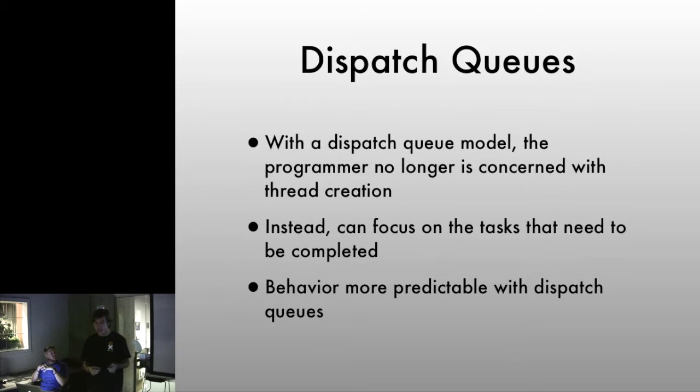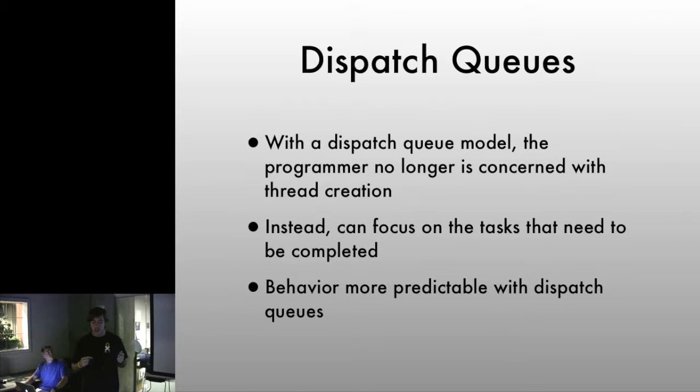Okay, so just highlighting some of the benefits of dispatch queues: you're no longer concerned about making threads and starting threads. You can really focus on what tasks need to be done. And one other nice thing is that behavior is somewhat more predictable with these queues because they have very well-defined behavior. So that way you can know absolutely that everything in a serial queue will happen in order.